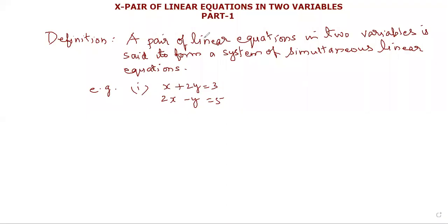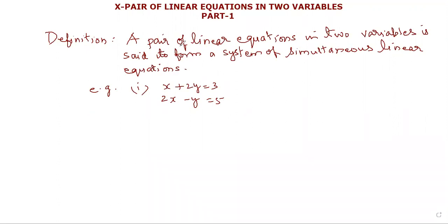So today we will start the pair of linear equations in two variables, part one. Its definition is a pair of linear equations in two variables.